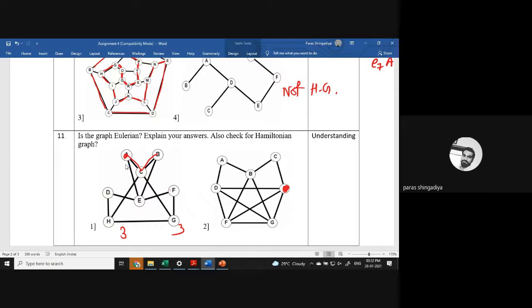You have to cover every edge exactly one time and it is a closed walk. So we'll repeat the vertex. We can repeat the vertex, means we'll visit this vertex more than one time to cover every edge. Okay. So let's start with E.